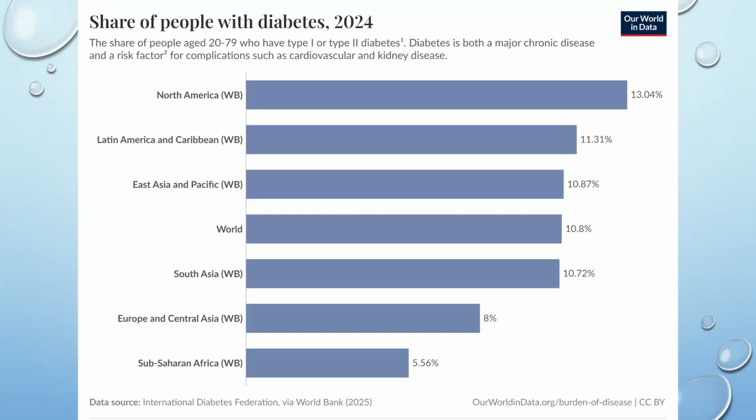This graph shows the share of people with diabetes in 2024. We can see here that South Asia contributes about 10.72% of the people with diabetes, while the highest burden is found in North American and Latin American countries, where the percentage is 13.4 to 11.31%.